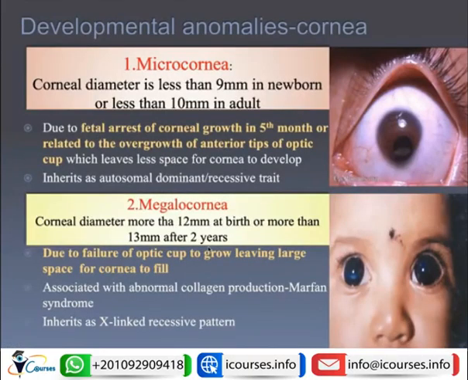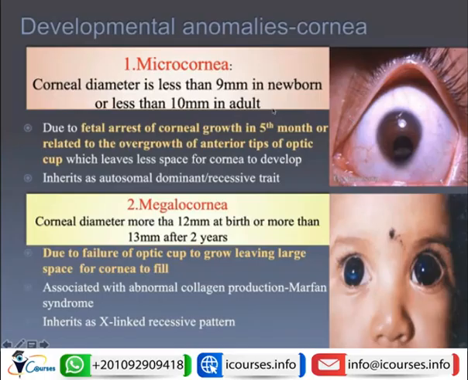So speaking about the size of the cornea, or the normal size of the cornea, we need to know what the abnormal sizes of the cornea are. Sometimes the cornea could be small, meaning that it is less than 9 millimeters in the newborn or less than 10 millimeters in the adult. Or sometimes it can be large, what's called megalocornea, meaning that the cornea is more than 12 millimeters at birth or more than 13 millimeters in adults. So why do they occur?